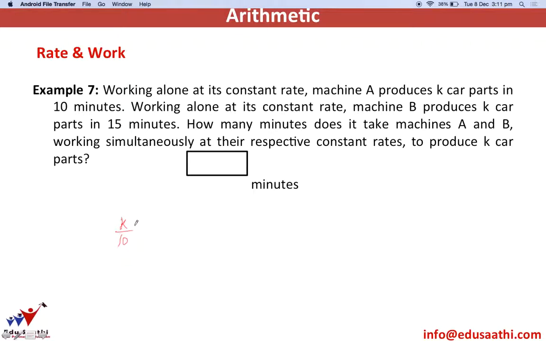So per minute, this is the time that they spend. K car parts are produced in 15 minutes. This is the time that they spend. When they are working together, K car parts are done in T. So this is the T that I need to find out. Now the important thing is this T would be between 10 and 15. So I can just cancel the things with K.